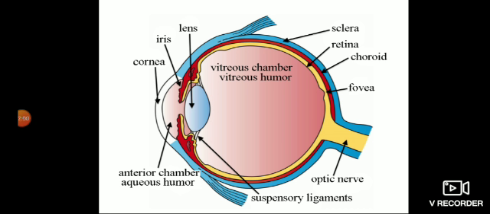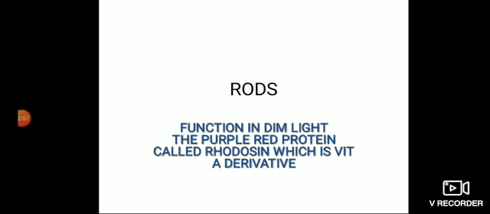See here, again you can see the retina, innermost layer. Photoreceptor cells, rods, function in dim light. Cats, dogs, cows, they have more rods than the man. It has its own purple red protein called rhodopsin, and rhodopsin is a vitamin A derivative. When you eat carrot or mangoes, you get vitamin A, and vitamin A is good for the vision.